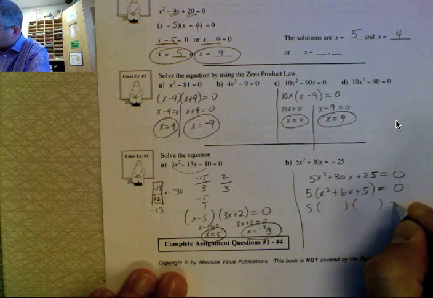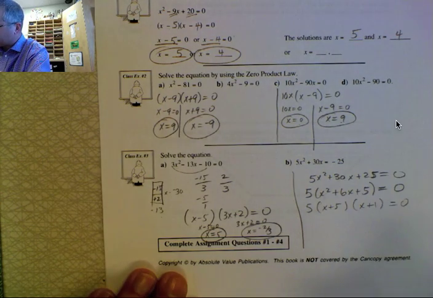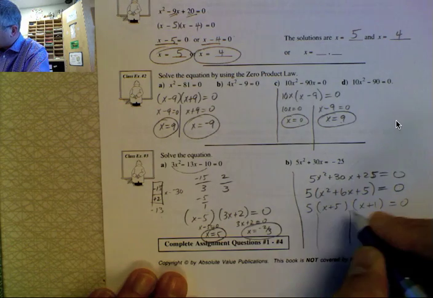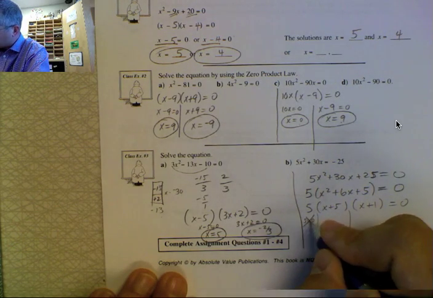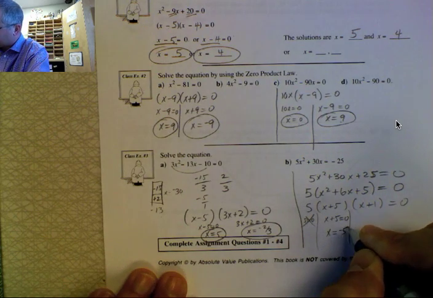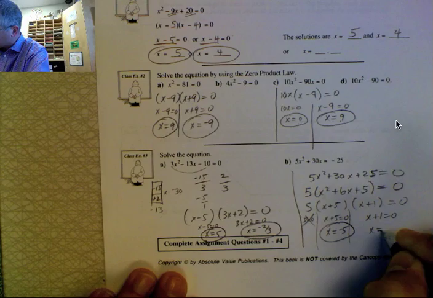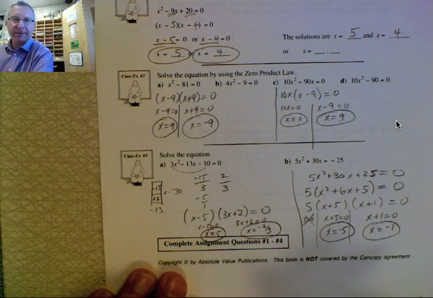Two values that multiply to 5 and add to 6 are positive 5 and positive 1. So if we now solve this, 5 equals 0 doesn't make sense. X plus 5 equals 0 means we have an x-intercept at negative 5. And x plus 1 equals 0 means we have an x-intercept at negative 1.